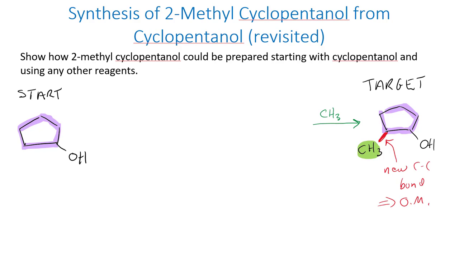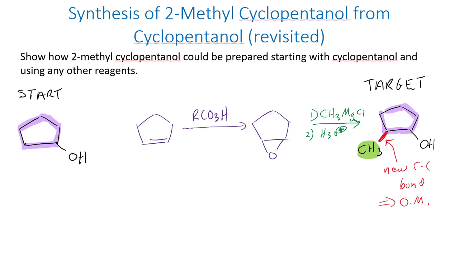The organometallic could be methyl lithium or methyl magnesium chloride, followed by H3O+, and that would deliver our additional carbon. The epoxide that we would need to start with would be that derived from cyclopentene. And of course, to get the epoxide from cyclopentene, we would use a peroxy acid, peroxybenzoic acid or peroxyacetic acid, either one would be fine.